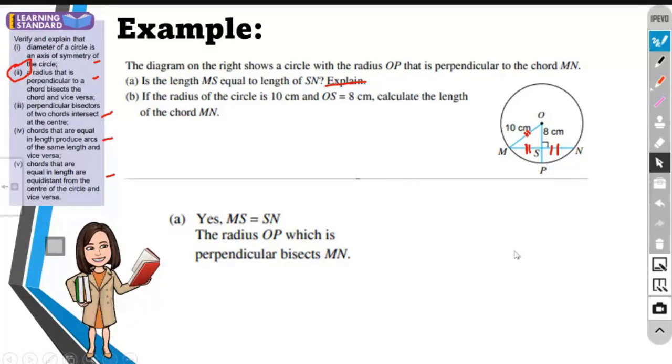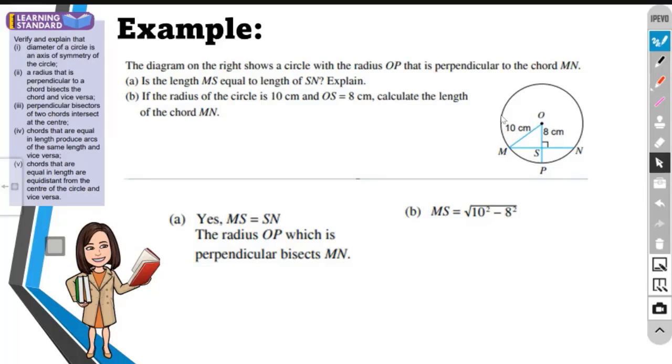Now part B, this one. If the radius of the circle is 10 centimeters, this one is 10 centimeters, and OS is 8 centimeters, calculate the length of chord MN. They want to find this MN. You cannot get the whole MN directly. You can get MS first. Then, since the lengths are equal, you just multiply by 2. So how to get MS? Same thing here, you use the Pythagoras theorem. 8 here, 10 here, right or not?